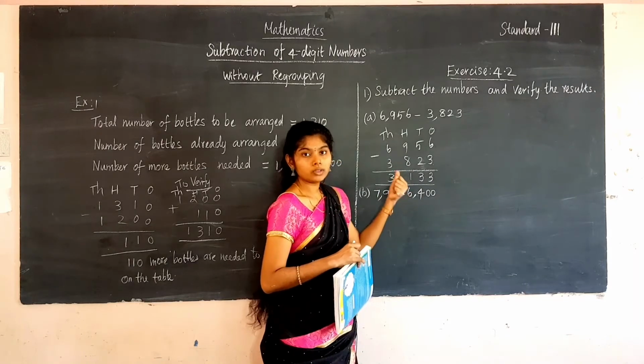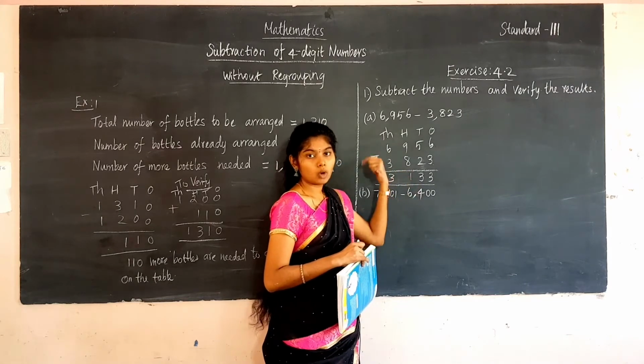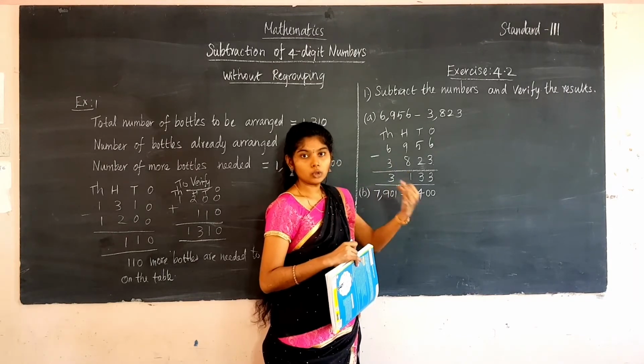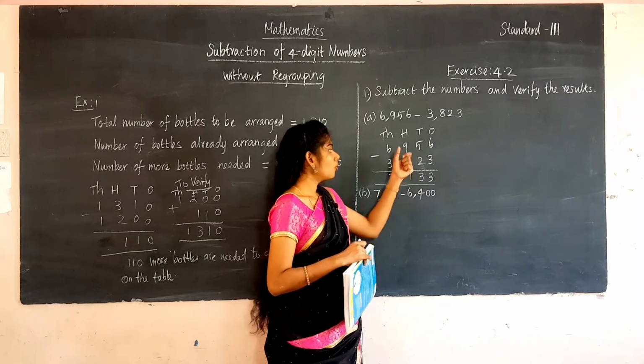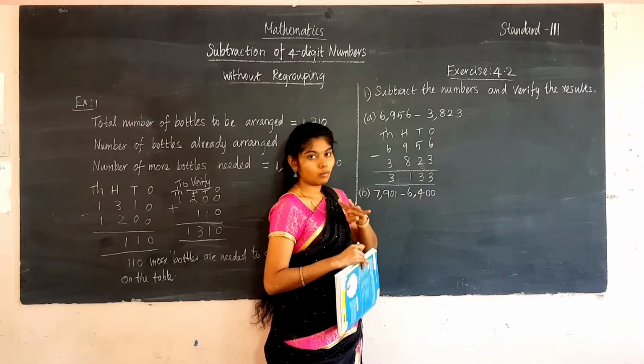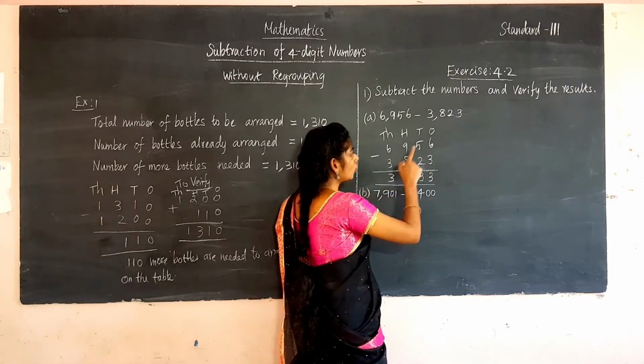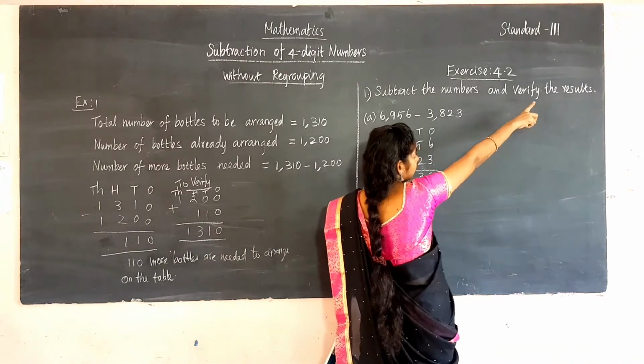So you are also going to try the problem by mentally counting the numbers. You know how to count mentally for one-digit, two-digit and three-digit numbers. Here we have done it for the 4-digit number. So do the sums mentally. Next one, you are going to verify. They have asked to verify the result.